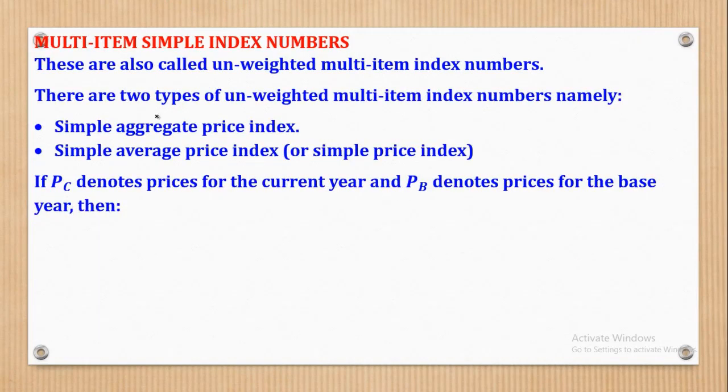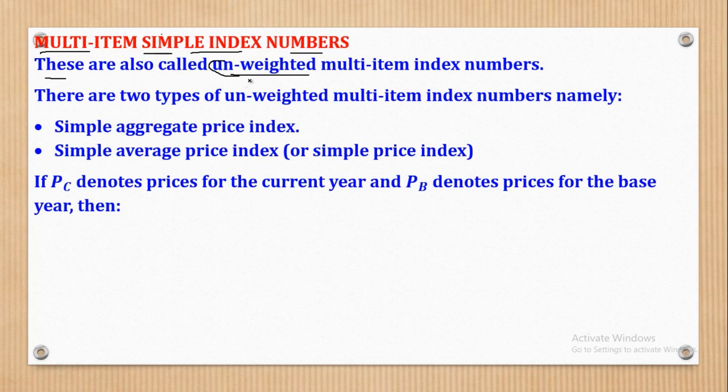Now we shall go to multi-item simple index numbers. Know this word simple, because sometimes they can be weighted. So these are also called unweighted. So when it is simple, it means it's unweighted, and the other side of simple is not simple. If it's not simple, then it is weighted. So simple, unweighted, and when it is not simple, it will be weighted. We shall see what that means still in this video.